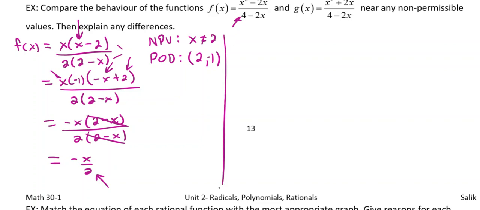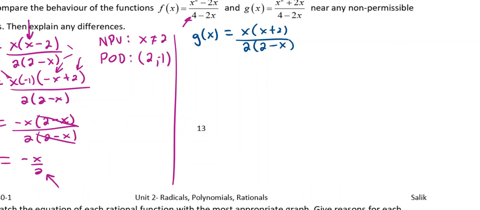Okay. So now we'll compare that to g of x. So g of x is equal to, okay, so factoring this one, I'll factor an x out of that. So x and then x plus 2. And on the bottom, we've got 2 and then 2 minus x. And then I can't do anything there, right? Nothing's going to cancel at all here. So what is my NPV on this one? X is not allowed to equal 2.